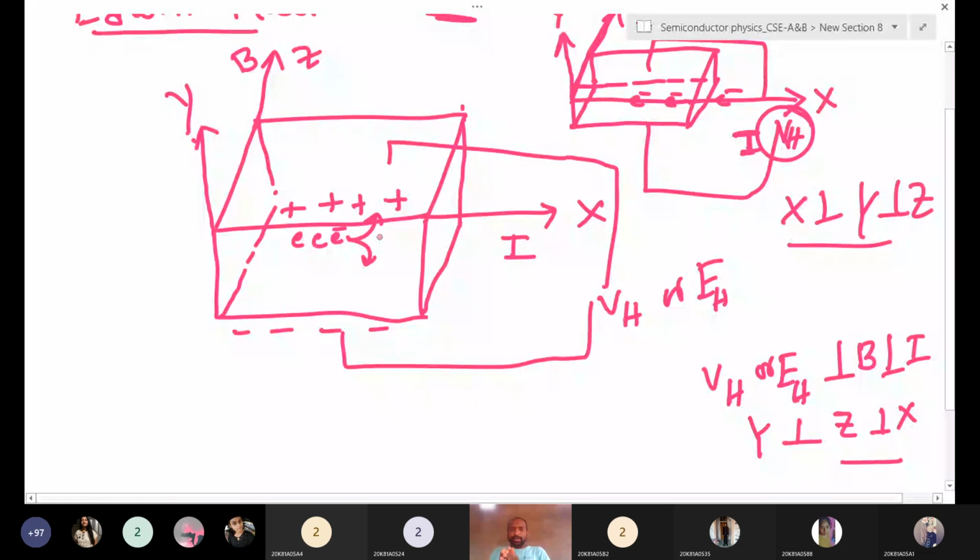So we are taking any semiconductor material, in three dimensions or two dimensions, whatever you can take.